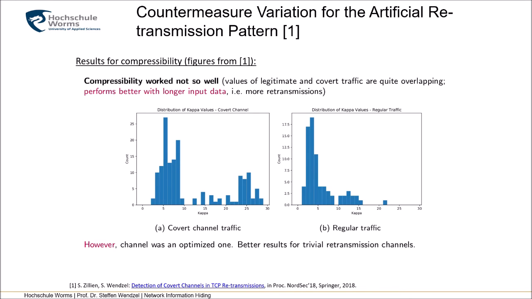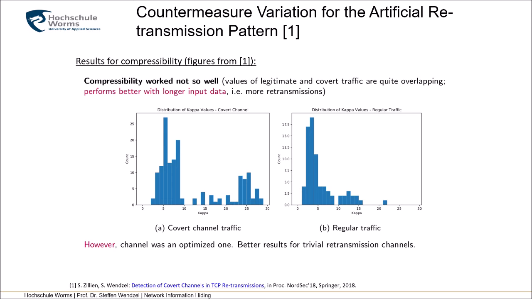We also did this for the compressibility score, but as you can see here, kappa values for legitimate and covert channel traffic overlap quite a lot. So please keep in mind this was an optimized channel. A trivial retransmission channel could most likely be detected easily, but that was not the interesting challenge here.